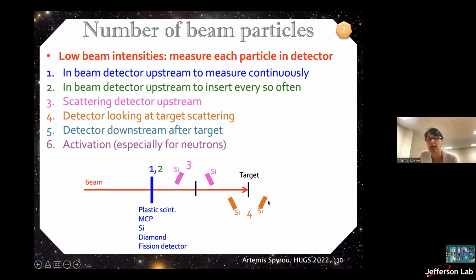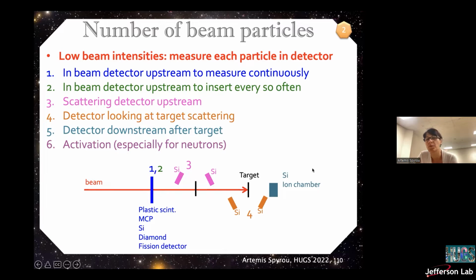You can put the same kind of detectors right around your target if there's enough space, and do the same thing. You can have a detector after your target, assuming the beam goes through the target and makes it after. And you can also grab the target or whatever is after the target and later on measure the activity if it ends up as a radioactive isotope.